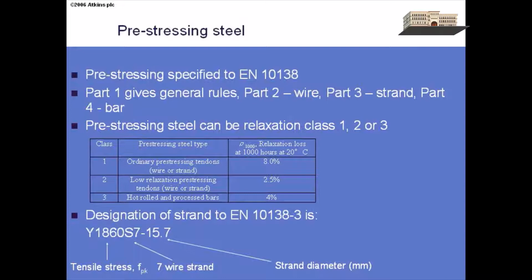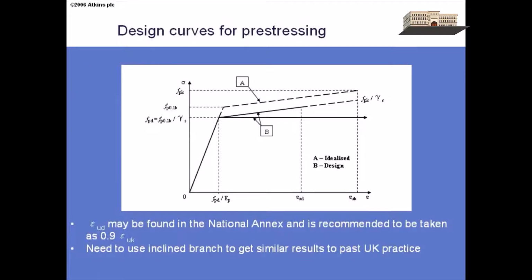And the design curves for prestressing look the same as they do for reinforcement. There's a subtle difference though compared to BS 8110, or not so subtle, but you just don't notice it until you look carefully at it, which is, again, we have a horizontal branch version or one with a rising branch. But in this case, if we actually want to get an answer which is as economic as BS 8110, we have to use the rising branch.